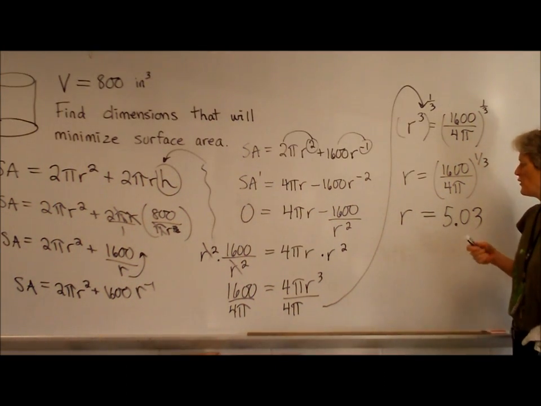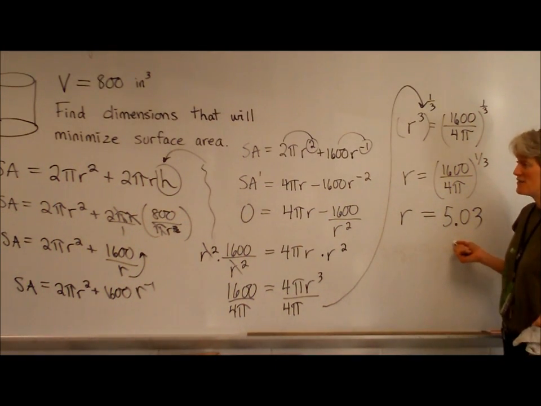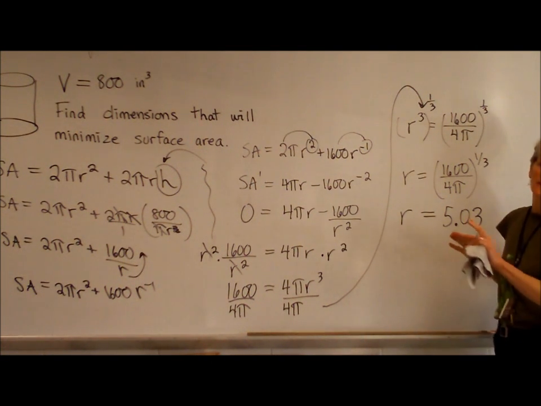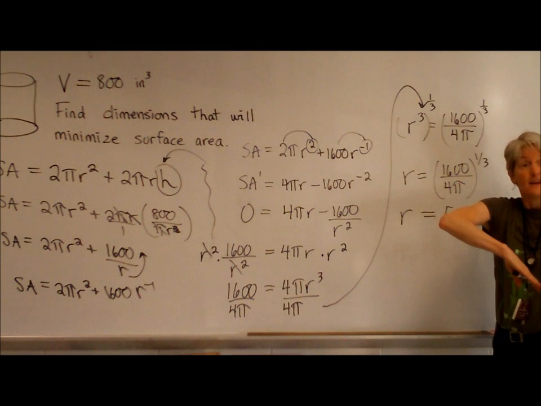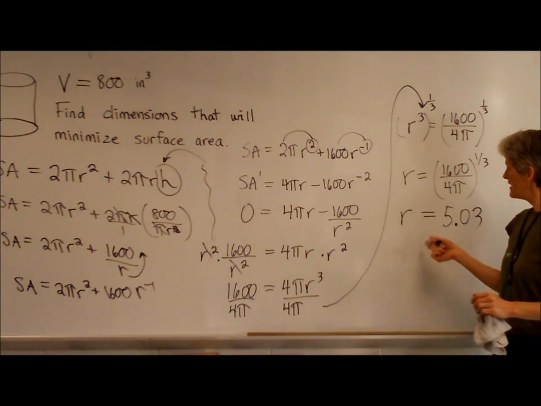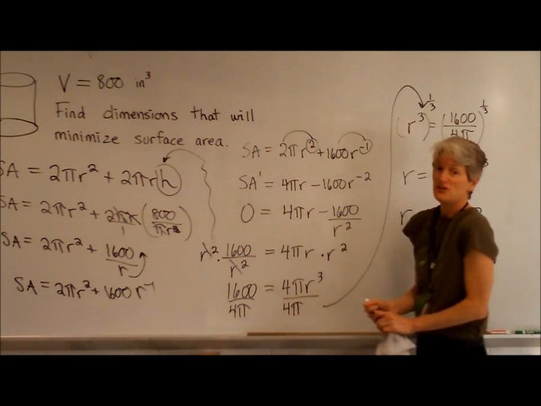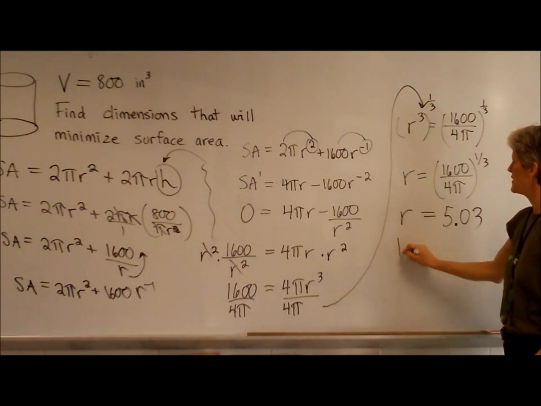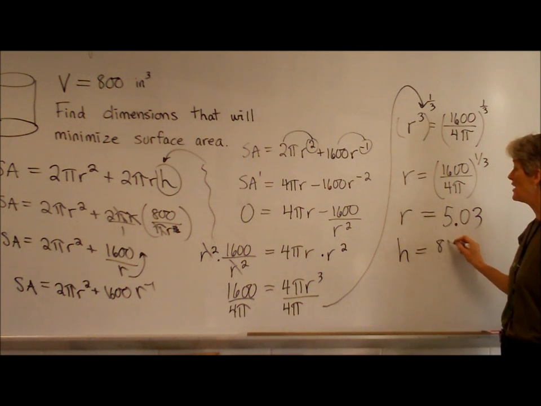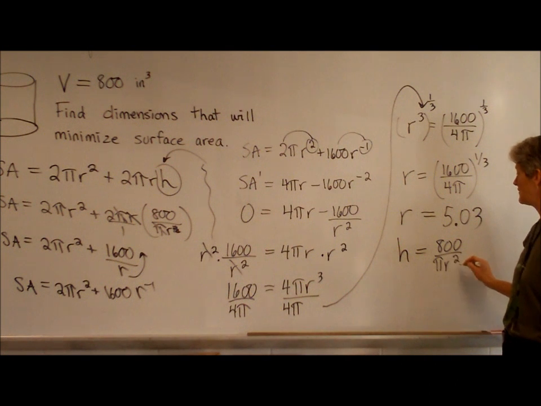So if I wanted to, I could verify that this in fact is a minimum. You guys know how to do that. Set up your sign analysis, make sure that in fact it is a minimum. So let's skip that for now and let's go ahead and find what h is. I think I erased that, but if you remember, we had that handy equation that h was equal to 800, which was the volume, divided by pi r squared.